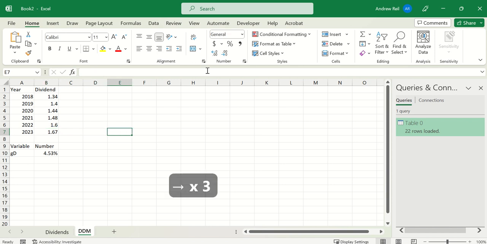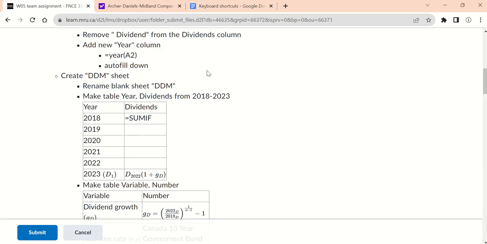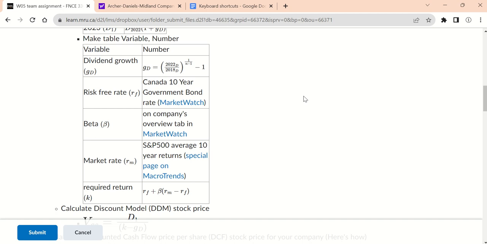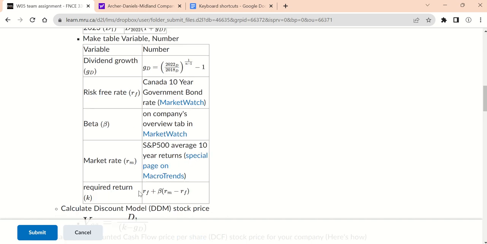So then the next thing I need in my table is the risk-free rate, because eventually I need to satisfy this formula to calculate the value of the common stock. It's the D1 that I just figured out, divided by the difference between K, the required return, which has a formula of its own, minus that dividend growth that we figured out. So the next thing we're going to need to figure out the required return is the risk-free rate.